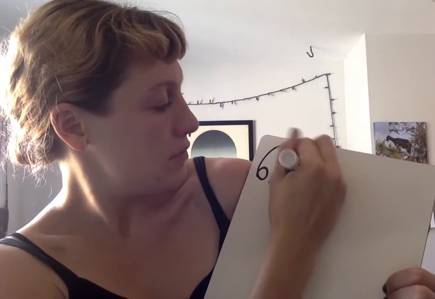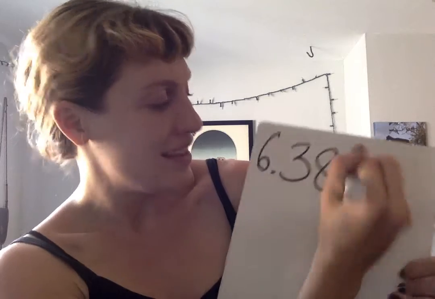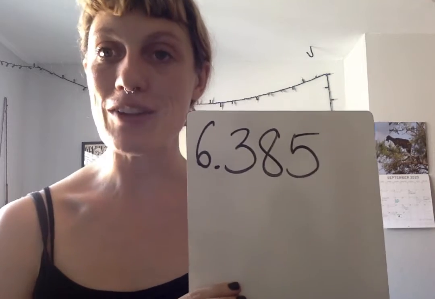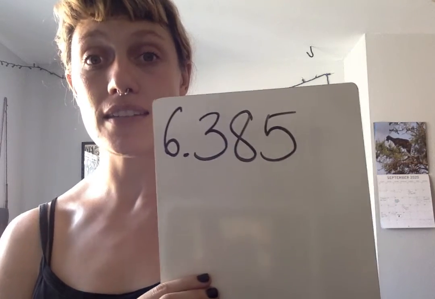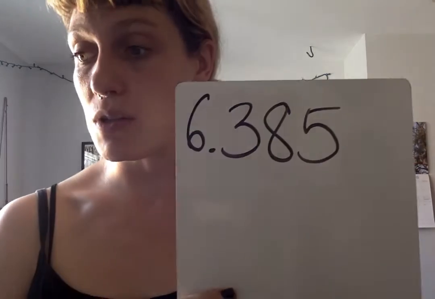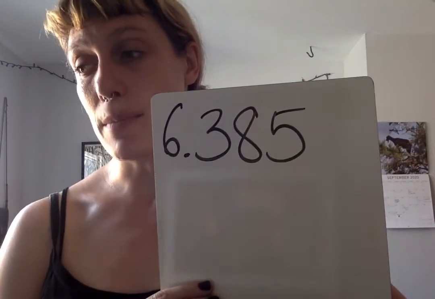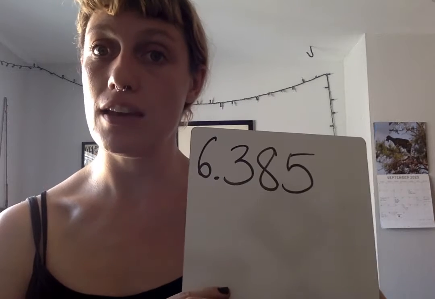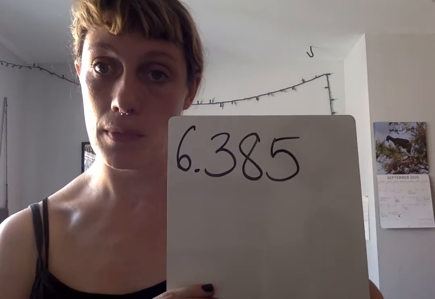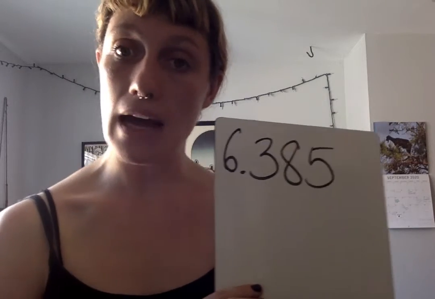So, look at this number. Say that number out loud. So just say it to yourself. Okay, hopefully you said it. You read this as 6 and 385 thousandths. And what I want you to do right now is round this number to the nearest tenth, either on your whiteboard or in your notebook. Pause if you need to. Take your time. Once you're done, come back and I'll show you.